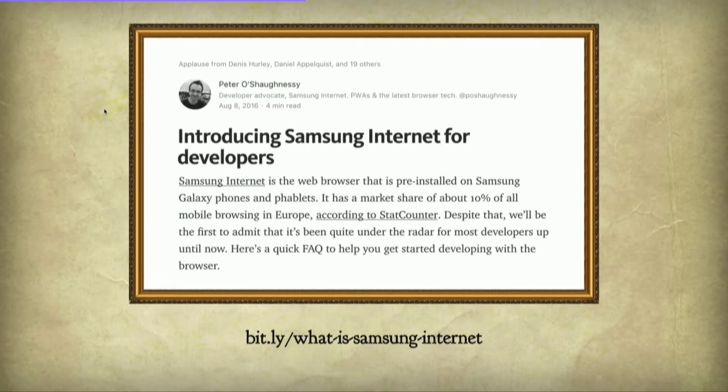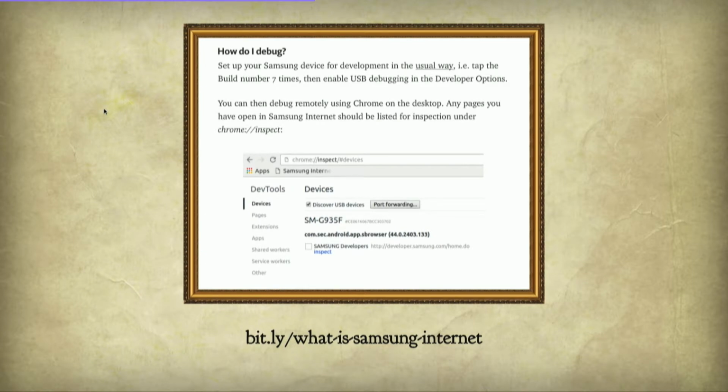And we started to write and share introductory guides for developers to, well, first of all, start sharing what the web browser is and how to start developing around it, including how to remote debug it. And thankfully, that's pretty easy because all you need to do is set up your phone in developer mode and enable USB debugging. And then you should be able to see it in Chrome Inspect and use Chrome DevTools to debug it just like you would with Chrome.